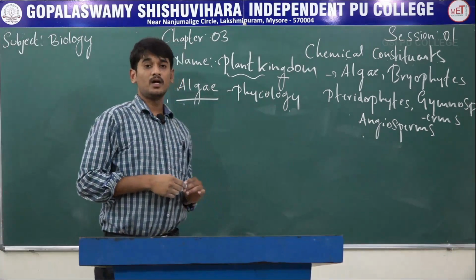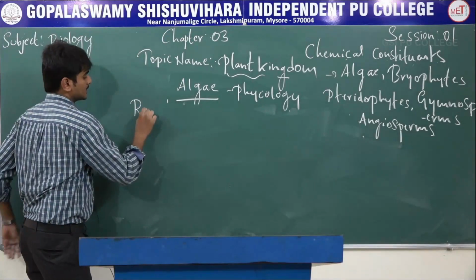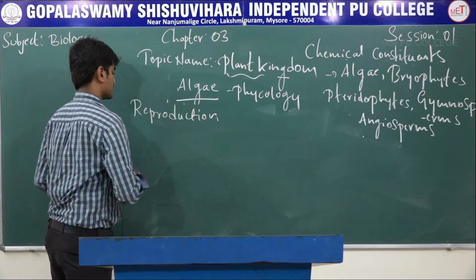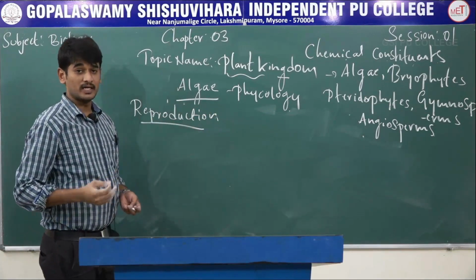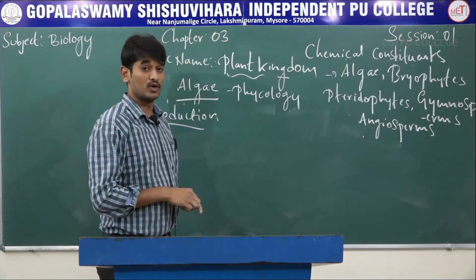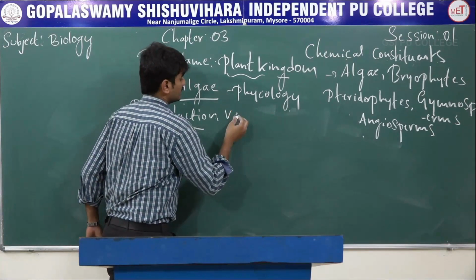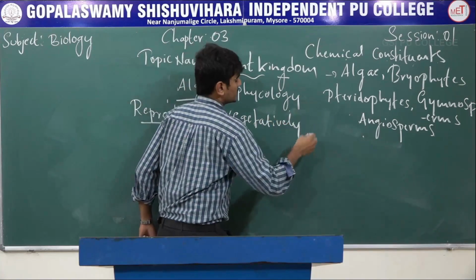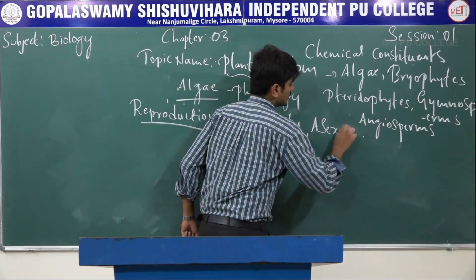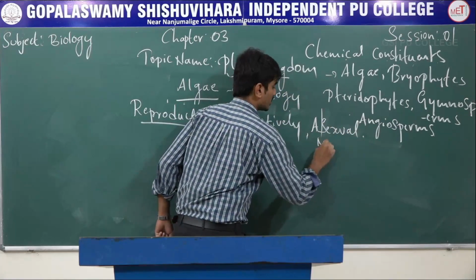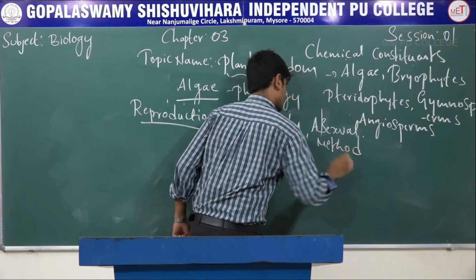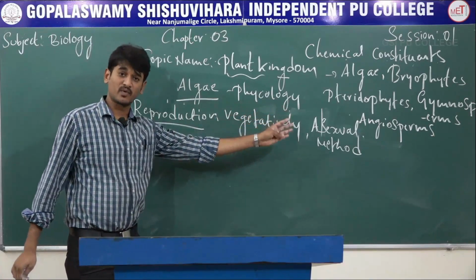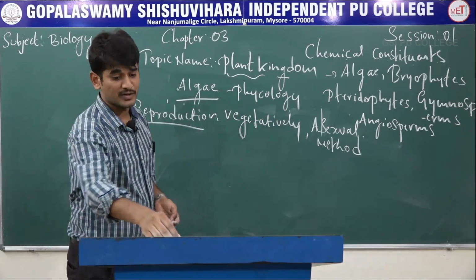Okay, reproduction in algae. Reproduction in algae takes place vegetatively, asexually, and sexually. The algae show all three methods: vegetative reproduction, asexual reproduction, and sexual reproduction.